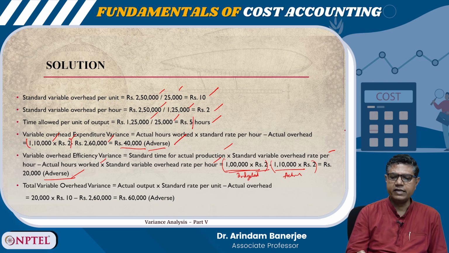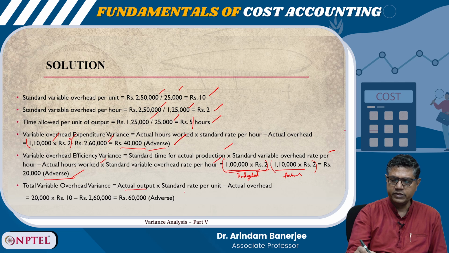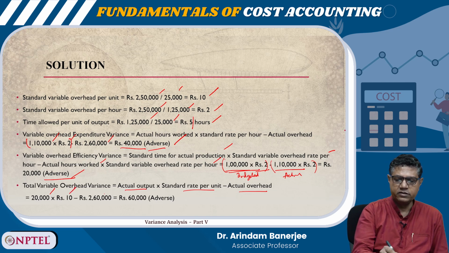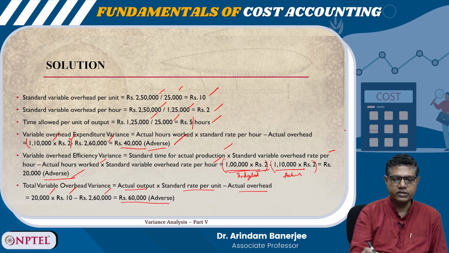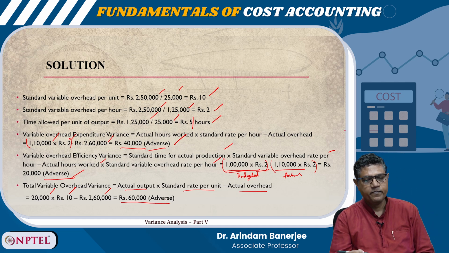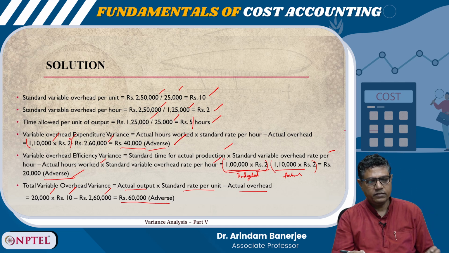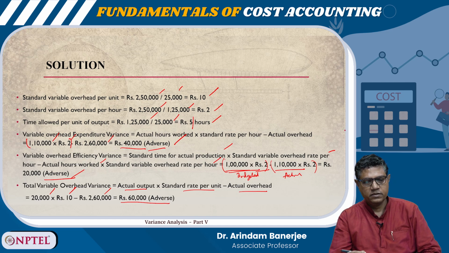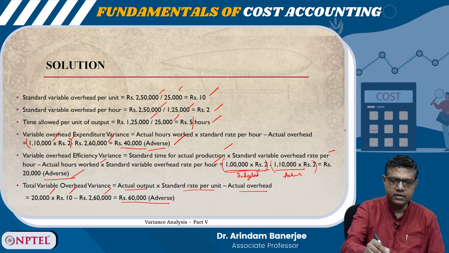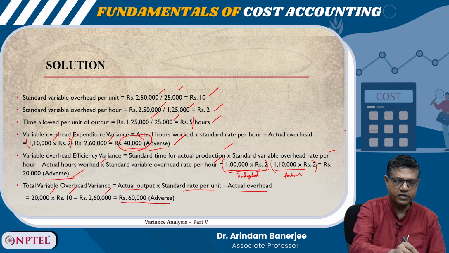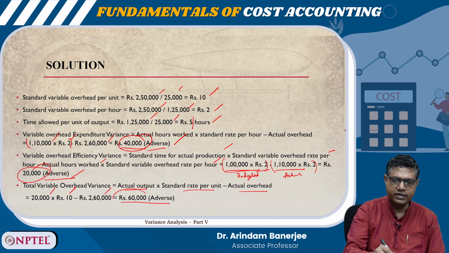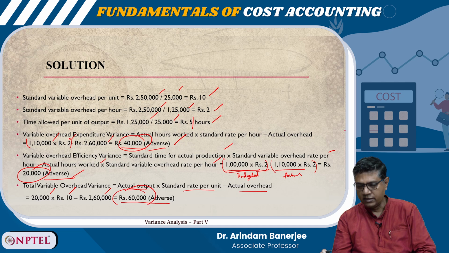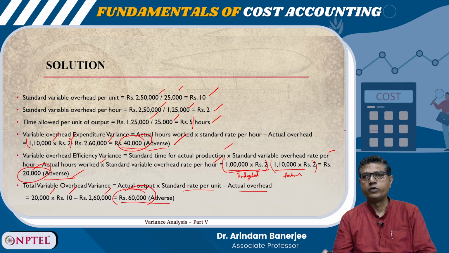Total variable overhead variance is equal to actual output into standard rate per unit minus actual overhead. So, 20,000 into rupees 10 minus 2,60,000. So, rupees 60,000 adverse, right. Here you see if you add these two, 40,000 adverse plus 20,000 adverse, you will get the 60,000 adverse. So, it is okay, it is working.